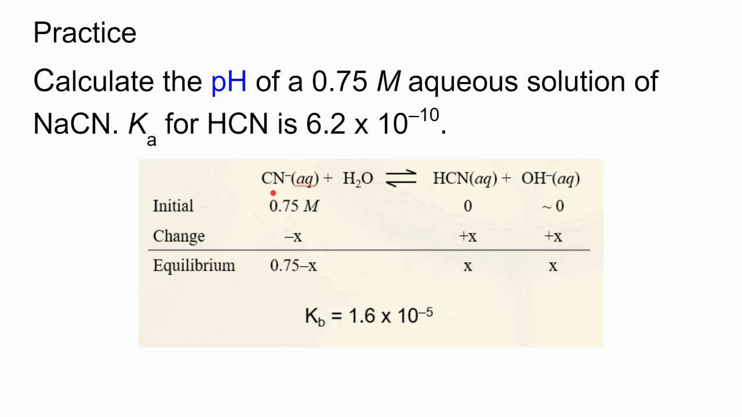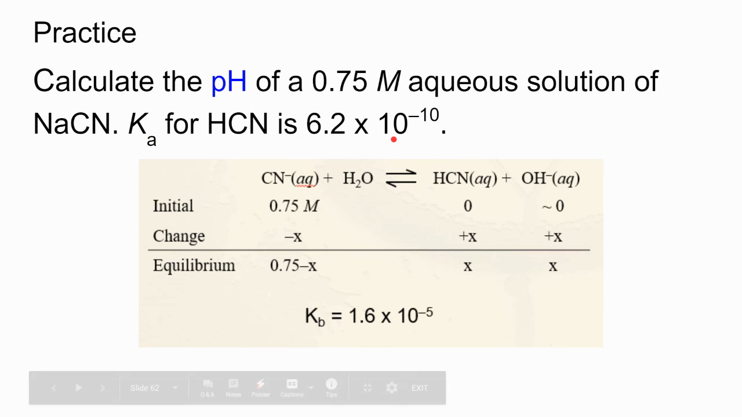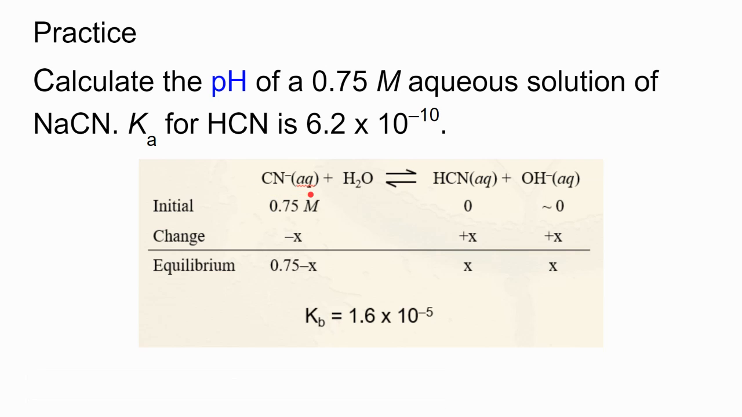So we're starting with a base, so we're going to need the Kb value. Unfortunately, they gave us the Ka, but in the last slide, we figured out how to get the Kb. So we set this up with the cyanide as our base. It's reacting with water, which is the acid. We leave water out of the ice table because it's a liquid. And we end up with this acid and the base ion hydroxide. So we have our conjugate base and conjugate acid here.